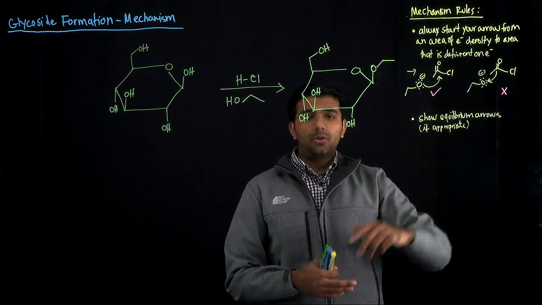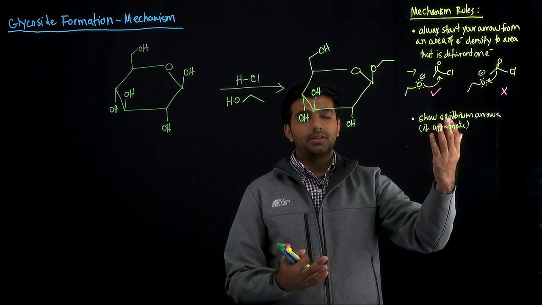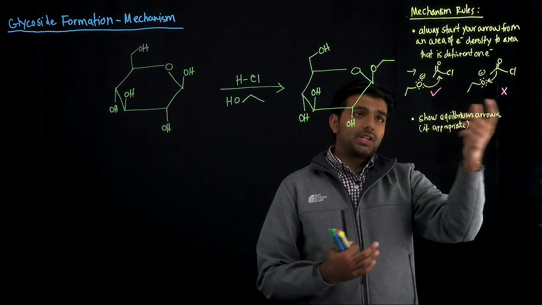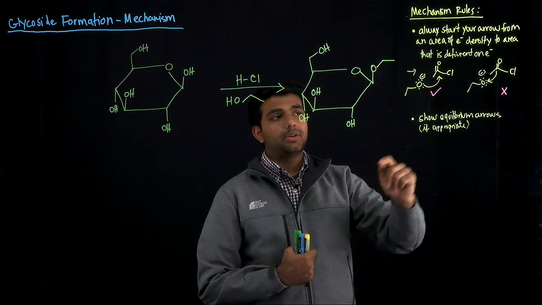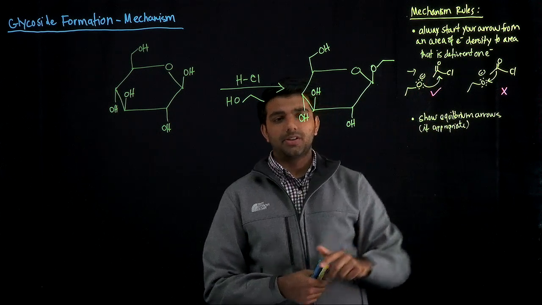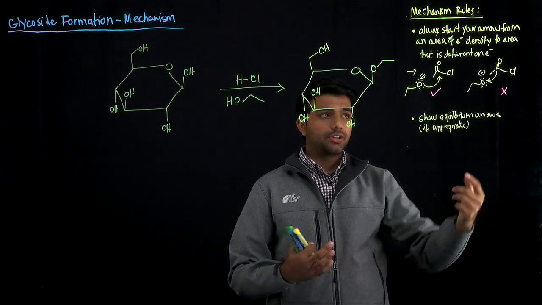The first one is that you always want to start your arrow from an area that has electrons or has an excess of electrons to an area that is deficient on electrons or lacks electrons. So an example right here, we have an ethoxide ion. The oxygen has a negative charge on it, and so we would want to draw our arrow pushing from the oxygen to the partial positive of the carbonyl compound. We never want to do the opposite way because there's no electrons to move.